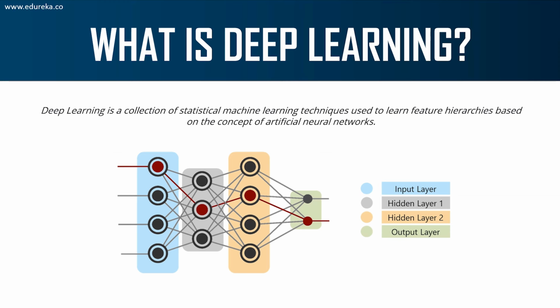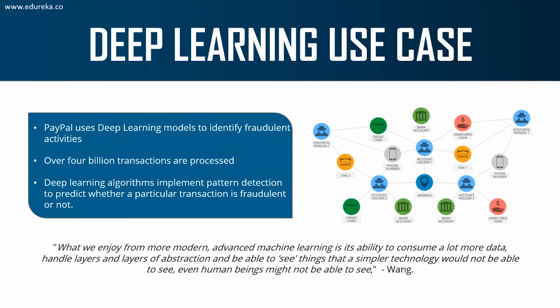Right, so let's understand the importance of deep learning by looking at a real-world use case. I'm sure all of you have heard of the company PayPal. Now, PayPal makes use of deep learning to identify any possible fraudulent activities. So the company makes use of deep learning for fraud detection. PayPal recently processed over $235 billion in payments from 4 billion transactions by its more than 170 million customers. So basically, it processed this much data by using deep learning.